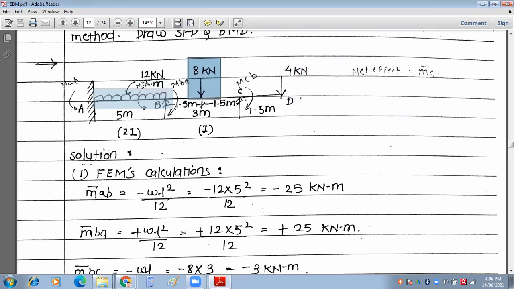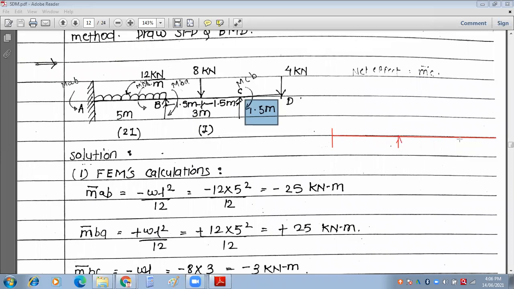Over the span AB there is a UDL of 12 kilonewton per meter. Here the EI value of AB is twice I and BC is single I. Span of AB is 5 meter, span of BC is 3 meter and span of CD is 1.5 meter. Now for such a situation we have to analyze this particular beam. Let us draw this beam. I will redraw this beam because it is always required for the further calculation. That's why I have drawn it again over here.